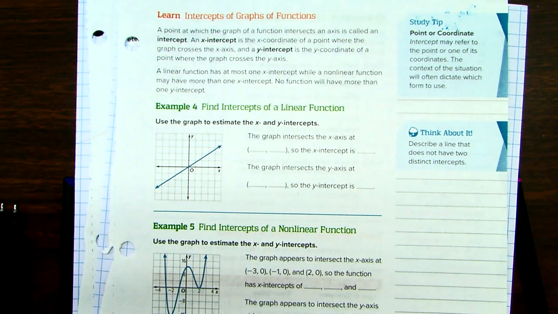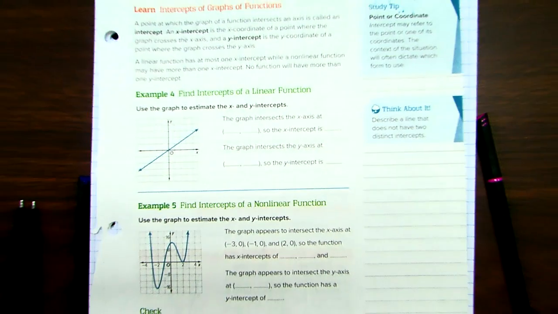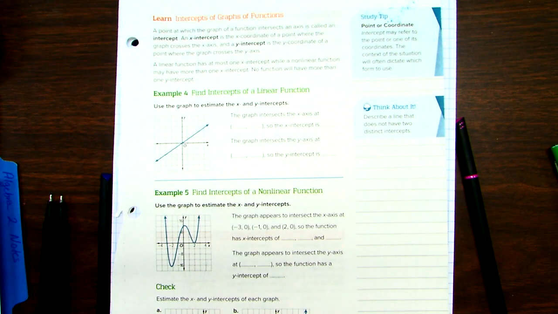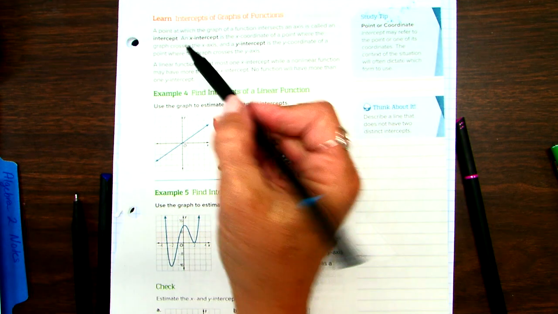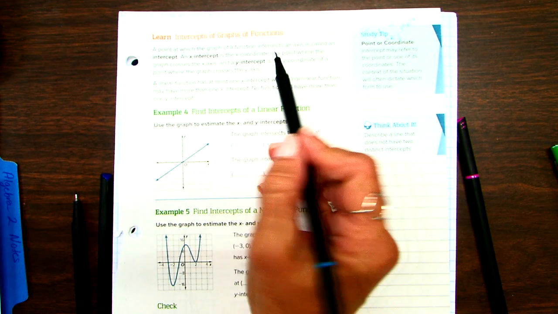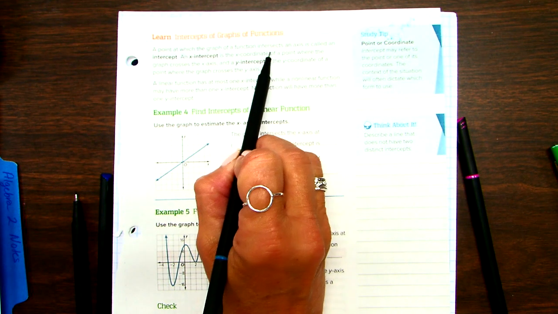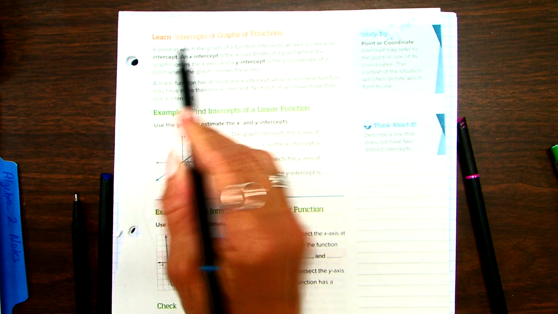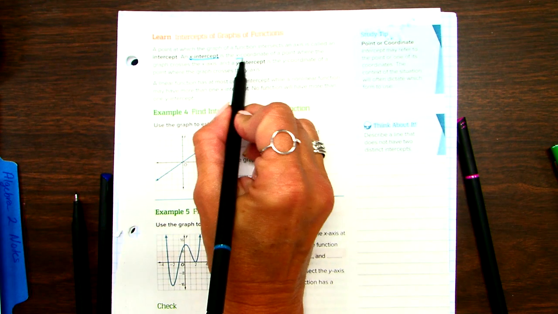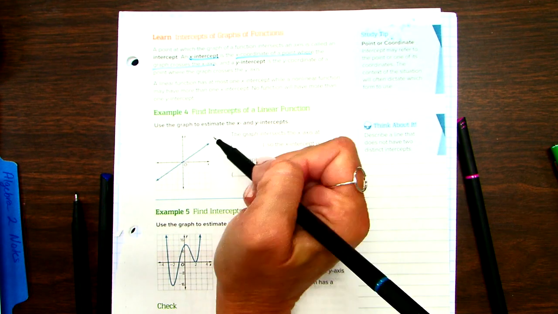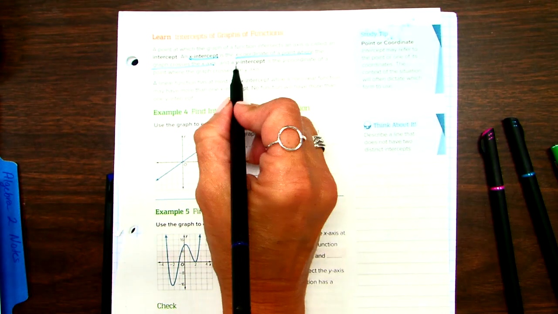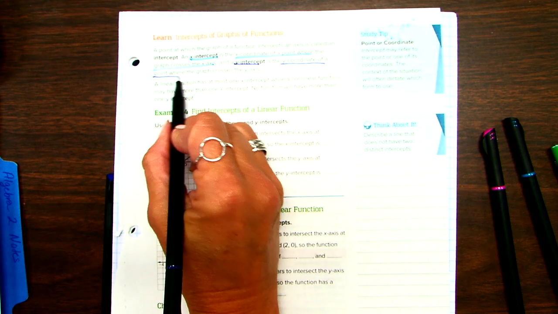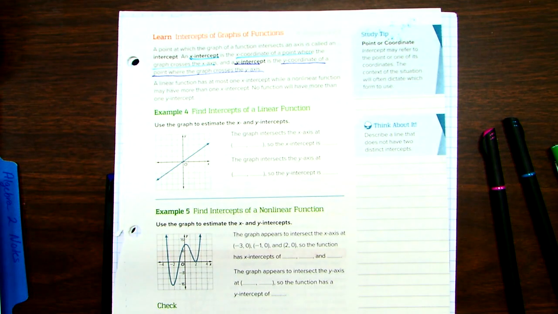Okay, let's talk about example 4 and 5. We're going to kind of do those together. What we're talking about now is intercepts, okay? Intercepts is where a graph crosses or touches one of the axes. So axis, plural, is axes. So a point at which the graph of a function intersects an axis is called an intercept. So an x-intercept is the x-coordinate of a point where the graph crosses the x-axis. And of course, we can say the same thing for the y-intercept is the y-coordinate of a point where the graph crosses the y-axis. So this, again, is just visual.